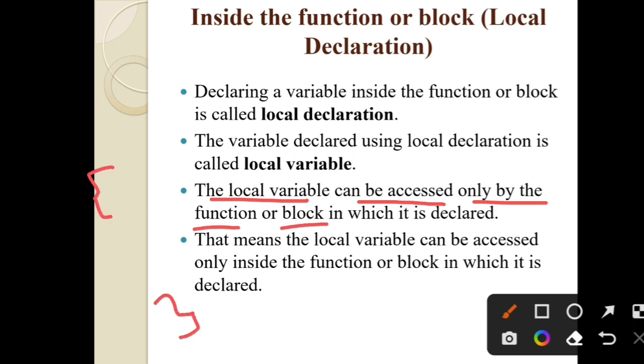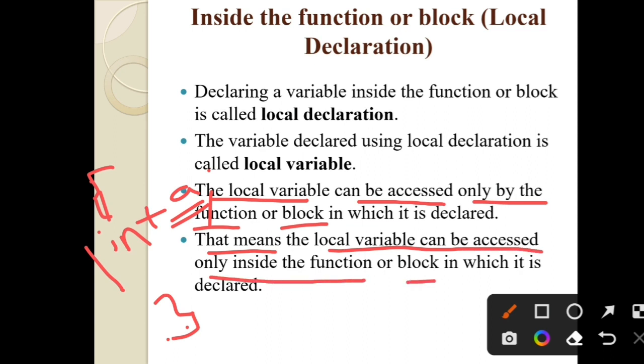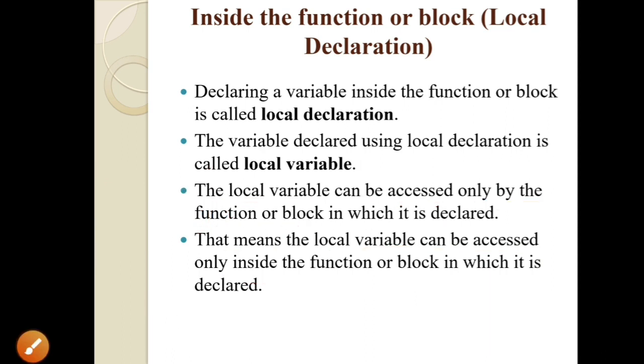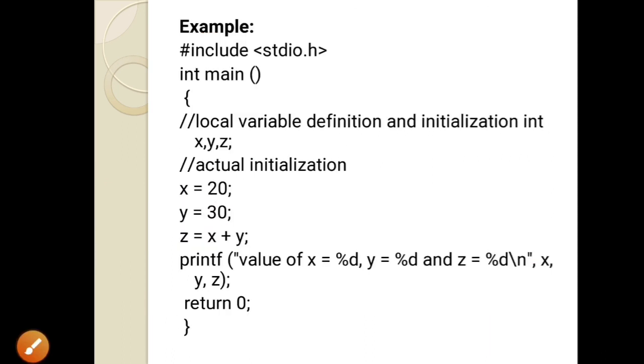So if you declare int a in this block, this variable a can be accessed only within the block. You cannot use it throughout the program, or anywhere in the program, unlike global declarations. So a local variable can be accessed only inside the function or block in which it is declared. If you declare it in this block, only this block can use these variables. So let's see the example.